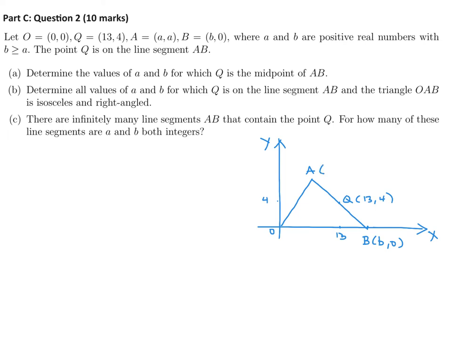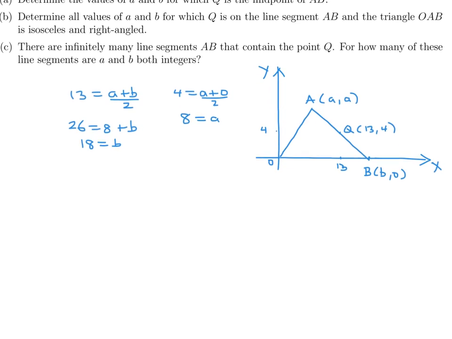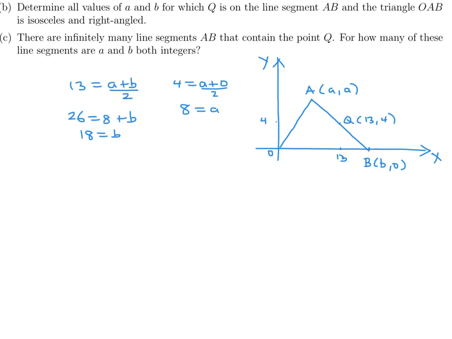Okay. And determine the values of A. And that's A, A. All right, if it's a midpoint, just use the midpoint formula. 13 is equal to A plus B over 2. And 4 is equal to A plus 0 over 2. So immediately we get A equal to 8. And then sub that back into here, 26 would be 8 plus B. So B would be 18. And I think that's it. Yeah, determine the values of A and B. All right, moving right along.